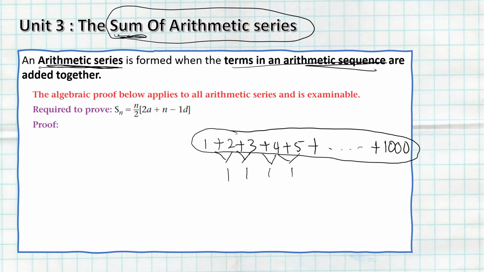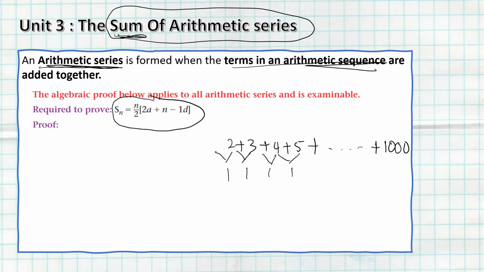So one of the mathematicians came up with a formula that we can use, and we call this formula the sum of an arithmetic series, where you just need to substitute some values in order to get the answer of the whole sum, right? So this is the formula here. It says Sn is equal to n over 2, open brackets, 2a plus n minus 1 d.